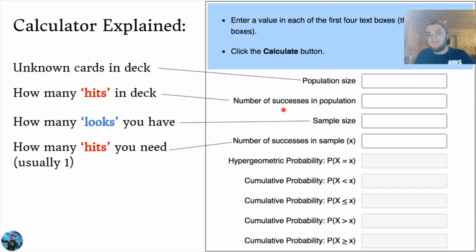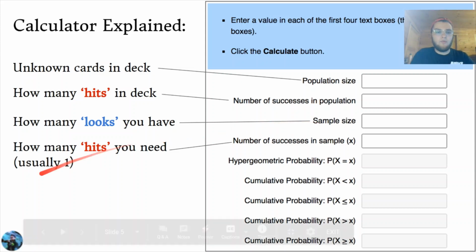Number of successes. This is going to be the number of hits in your deck, like the number of cards you're looking for. Like I just need to hit one land. If you have 20 lands in your deck, you have 20 hits, right? How many looks you have is your sample size. So let's say you're like, I have 5 turns to draw one land. That means you have 5 looks.